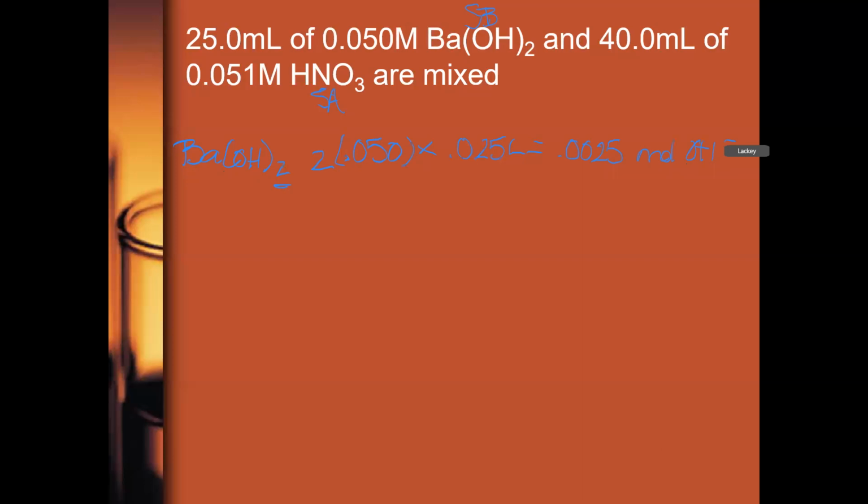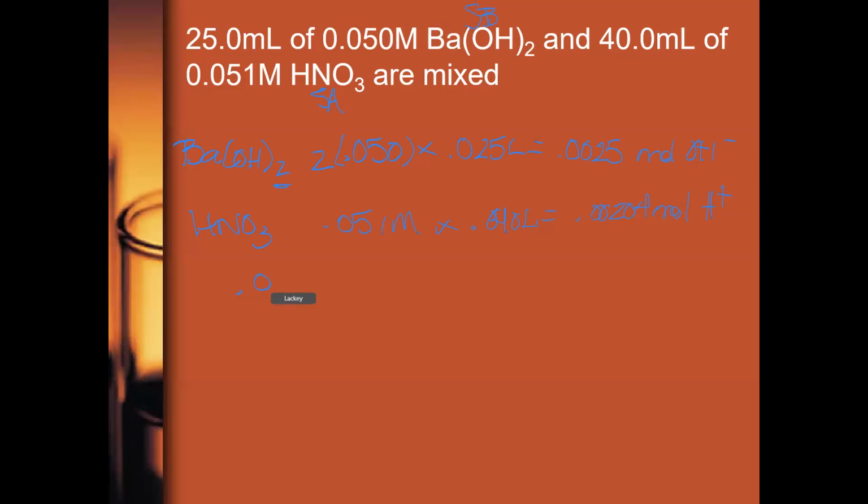And then we need to do the same thing for the nitric acid, the HNO3. Its molarity is the 0.051 molar multiplied by the 40 milliliters, so 0.040 liters. So we have 0.00204 moles of hydrogen ions. So remember, we have to subtract these to see what cancels and what is left over.